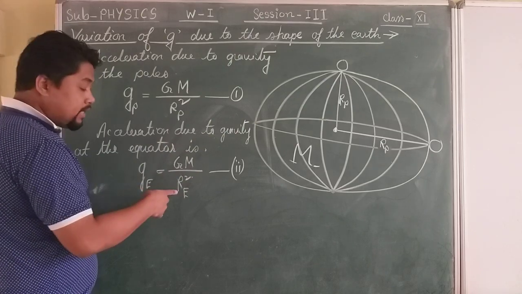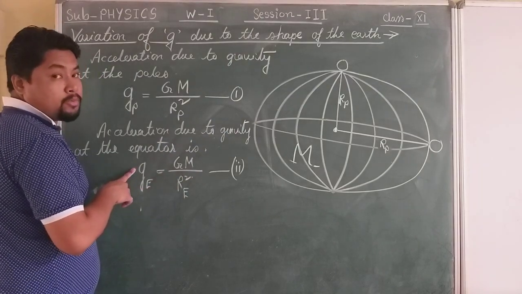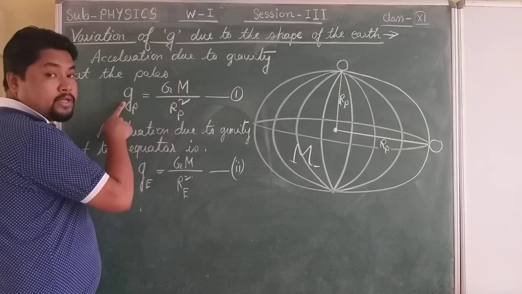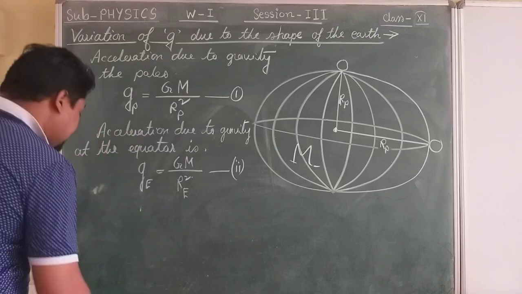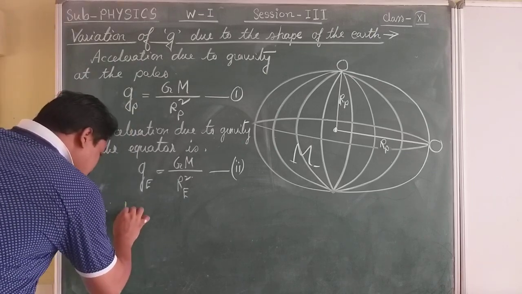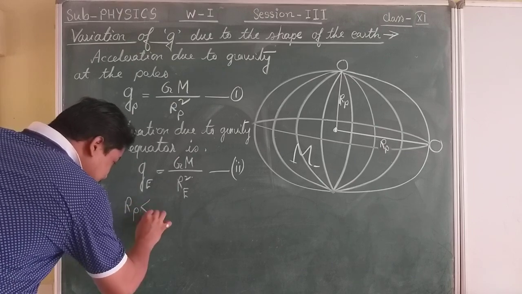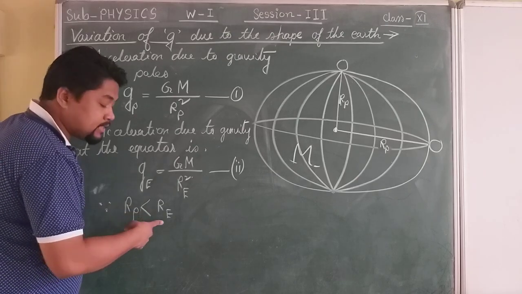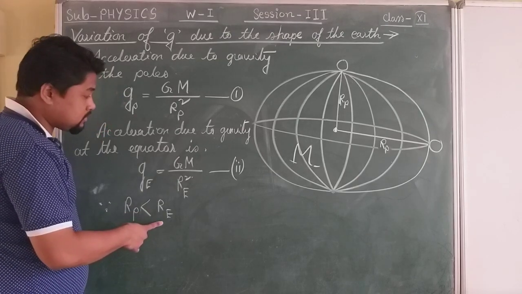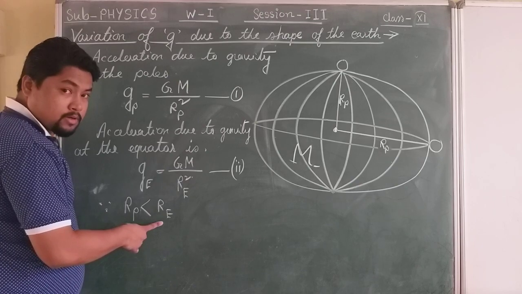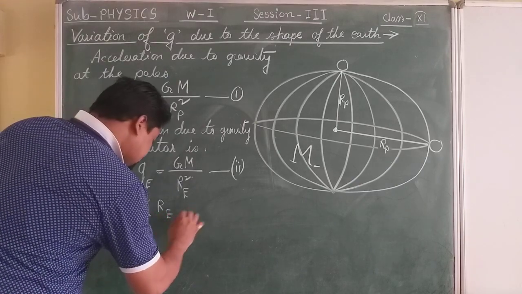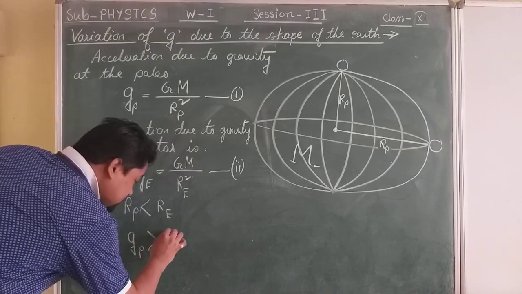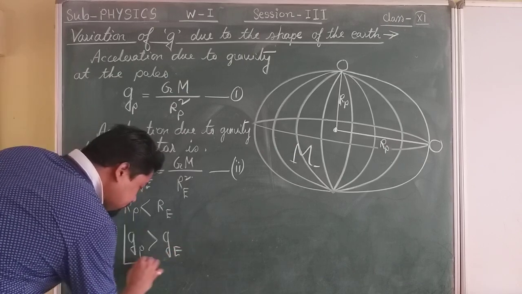Since rp is less than re, since the polar radius is less than the equatorial radius, therefore gp is greater than ge. If re is larger, then ge will be smaller. If rp is smaller, then gp will be larger. Okay, equatorial radius. Therefore gp is greater than ge. Did you understand?